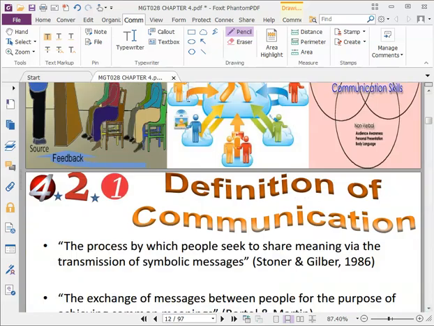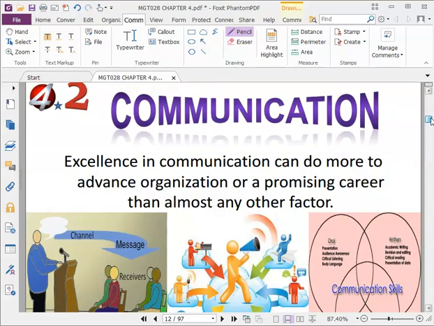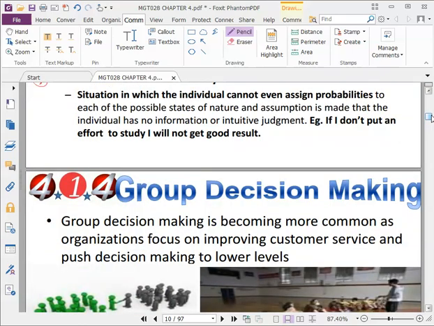Okay, so next kita tengok pula what is the group decision making. Okay, group decision making ini simple saja. Becoming more common as an organization focus on improving customer service and push decision making to lower levels. So maksudnya dekat dalam satu organisasi there have many levels of staff, right? Okay, there's top level management, middle level and then the lower. So kebiasaannya a good management system dia akan buat keputusan tu secara bersama-sama.